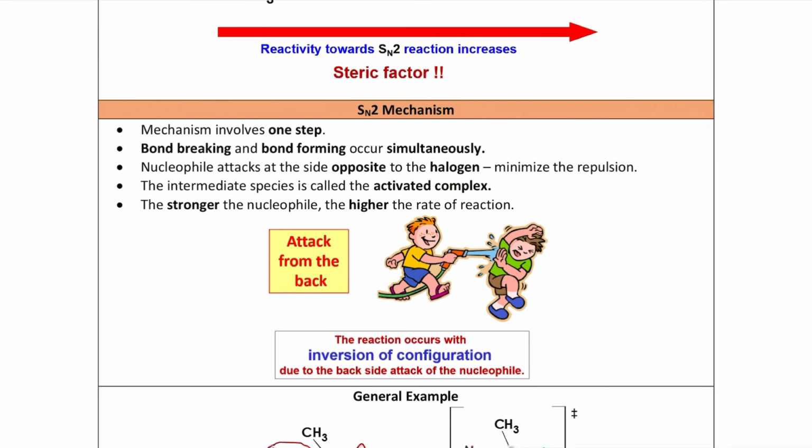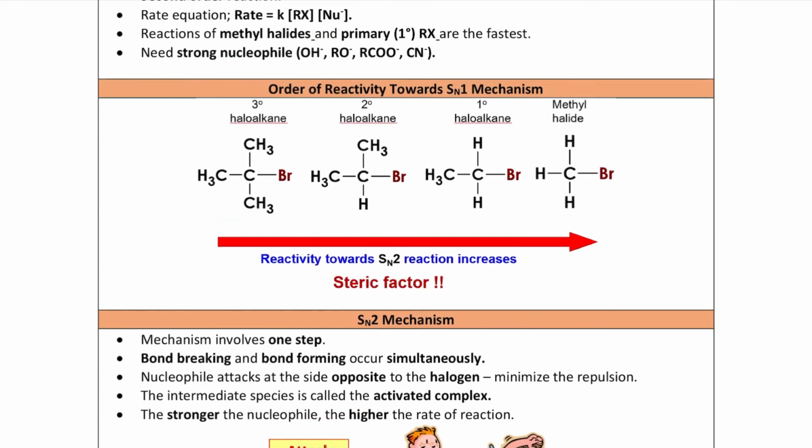And then the intermediate species is called the activated complex. Kan tadi saya cakap dia one step, tapi daripada reactant nak pergi produk, dia ada tengah-tengah iaitu intermediate. So intermediate tu kita panggil activated complex. Kita dah pernah jumpa this word before. And then the stronger the nucleophile, the higher the rate of reaction. So this one relate balik kepada this rate equation lah, sebab rate equation bergantung kepada concentration nucleophile, lagi kuat, lagi tinggi rate of reaction.